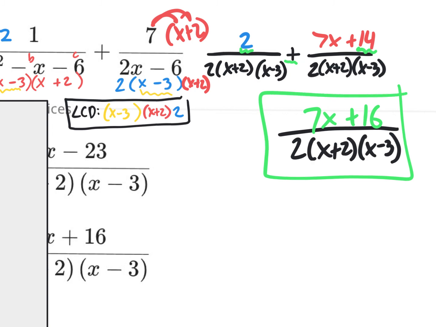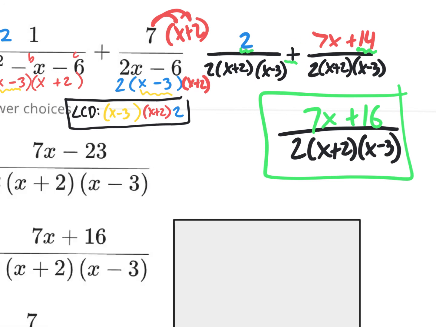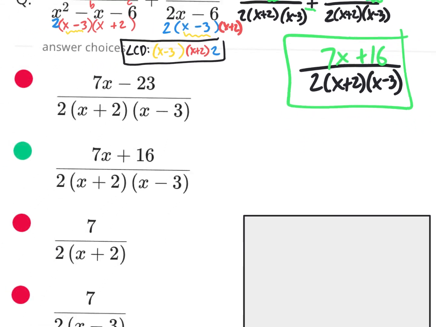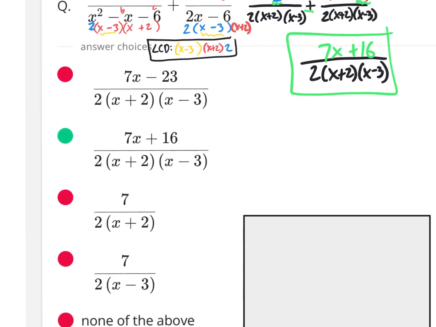I also want to remind you, if you have a minus sign, you're going to have to distribute that minus sign. That would become a minus 7x. That would become a minus 14. And then you combine like terms. But because it's plus, you don't have to distribute a plus. It doesn't change anything. That is our final answer. Let's look for that on our multiple choice answers. And there it is, that second one. That's the correct one.